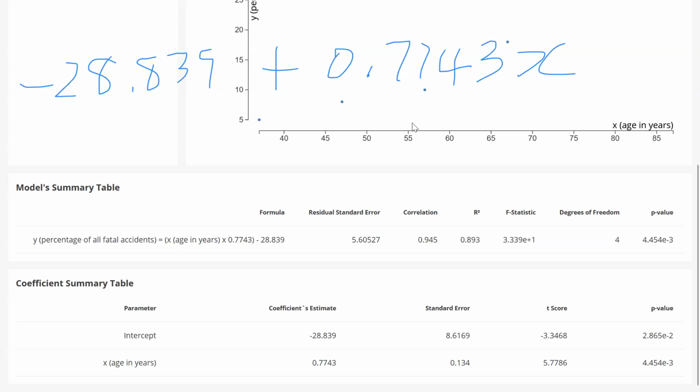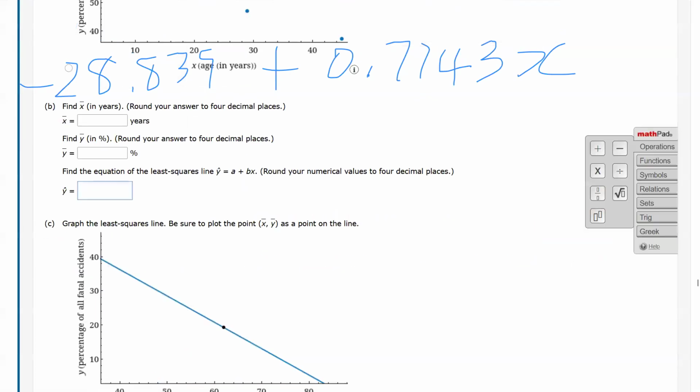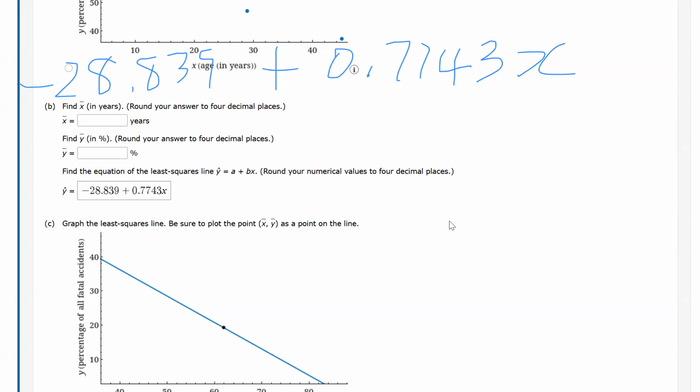So I go back to that, and then I put that in here, negative 28. Remember, that is your A, so negative 28.839, and that's your intercept, plus 0.7743 x, and then that's it. I have it. Okay. All right.